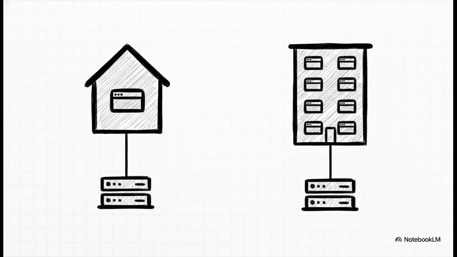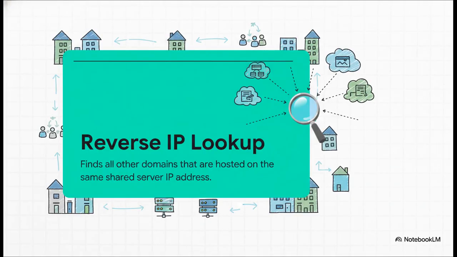So what's the difference? Well, a dedicated server is like a single family home for a website. It's all theirs. But a shared server, that's like an apartment building with lots of different websites all living at the same digital address. And just like in a real apartment building, a security problem in one unit could very easily affect everybody else. And that leads us perfectly to our second tool. If a WHOIS lookup tells us our target lives in a shared apartment building, the reverse IP lookup gives us a list of all their neighbors.